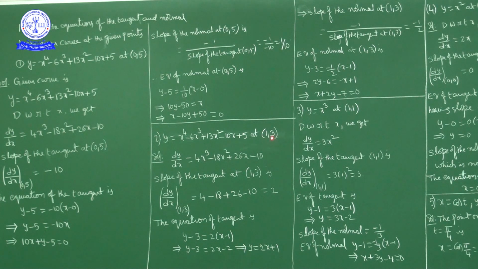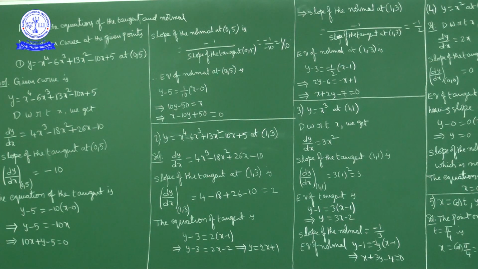Here x1 y1 is 1 comma 3, m is 2. So y minus y1, y minus 3 is equal to m, 2, into x minus x1, x minus 1. So y minus 3 is equal to 2x minus 2. Okay, now minus 3 comes to this side, plus 3. So y is equal to 2x plus 1. This is an equation of tangent.